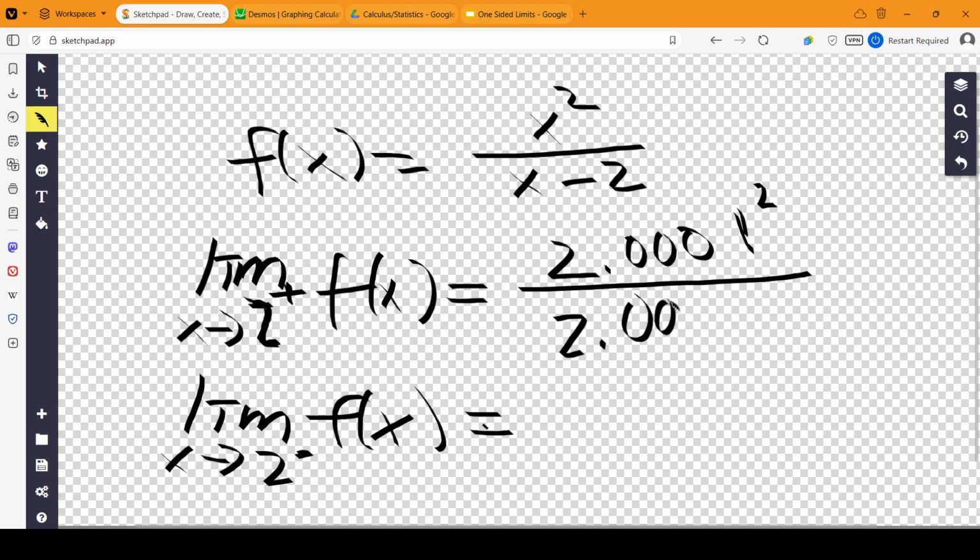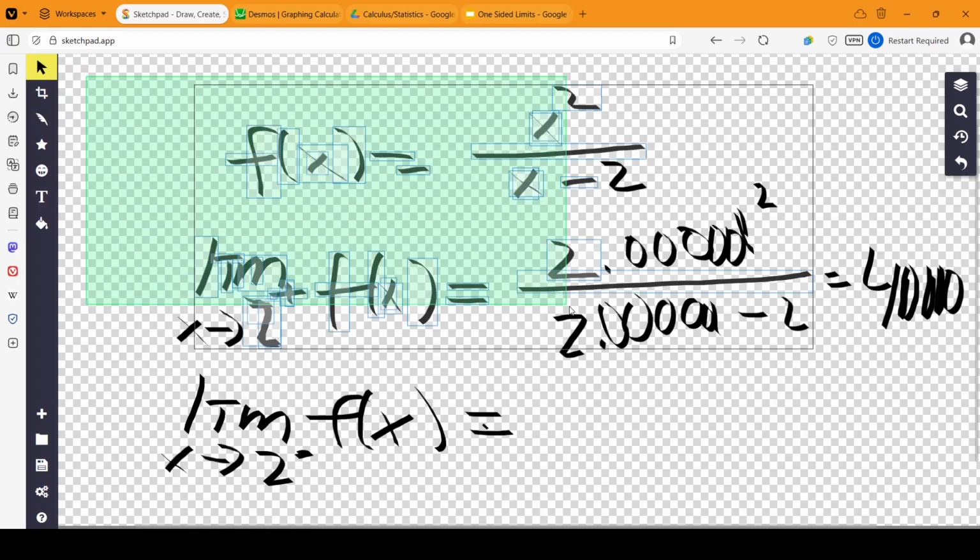We get this. And you might calculate this in your calculator, and the value is going to be 40,000. And you're going to assume, okay, so is the limit 40,000? No, because it's always safer to get even smaller and smaller to that point to see what the function is actually reaching. Or you can just look at the graph like I did and figure it out.